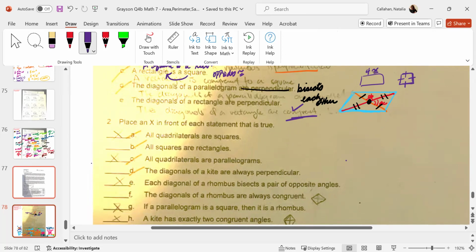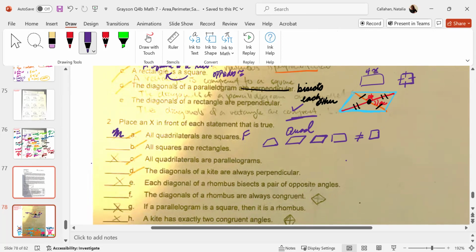All quadrilaterals are not squares. Think about it. A quadrilateral could be a trapezoid. It could be a parallelogram. It could be a rhombus. It could be a rectangle. All of these sides here, these are not equal to a square. This is false. So no X.